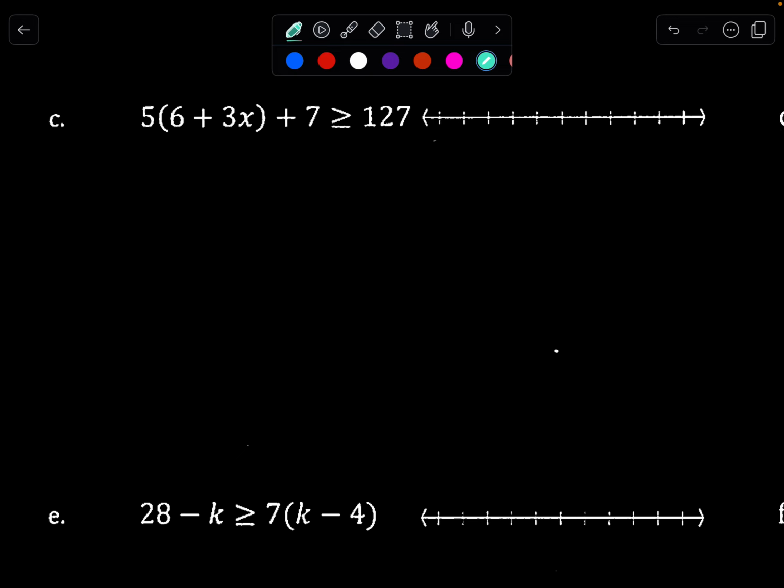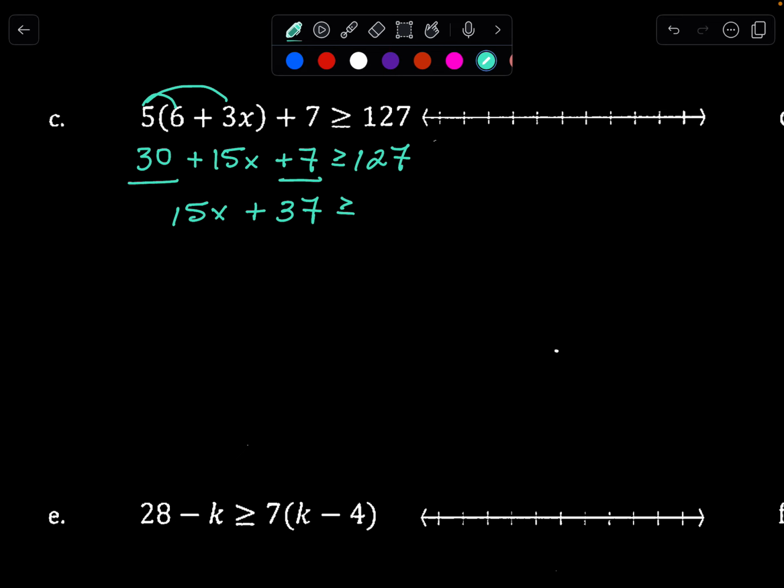Okay, next process that we're going to be doing here, same idea again, all right? You're going to be distributing through, get rid of those parentheses very first. 30 plus 15x plus 7 greater than or equal to 127. Combine your like terms, which are 30 and 7. You should end up with 15x plus 30 plus 7, 37, greater than or equal to 127. For those of you guys that are having a hard time with combining like terms, 30 plus 7 is 37, okay? Make sure I have that blue line so some of you guys can see it as well.